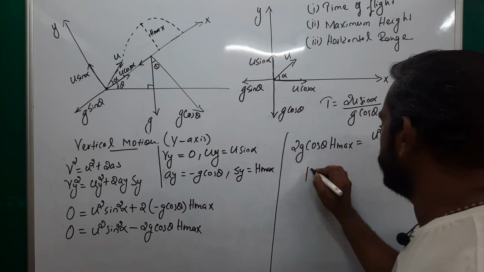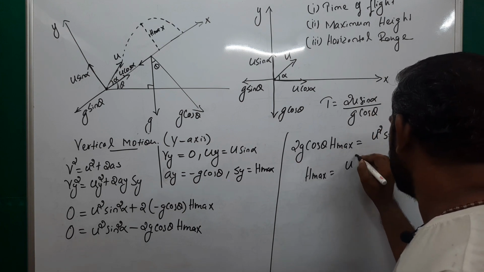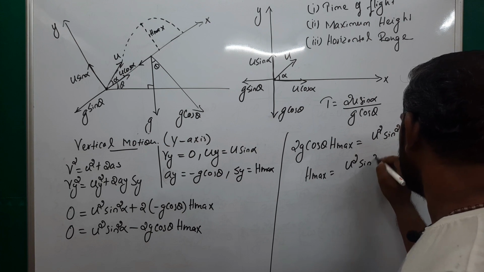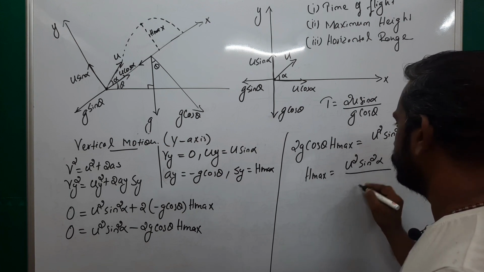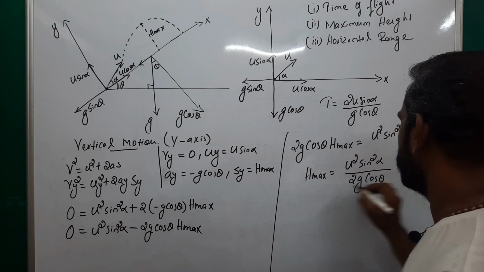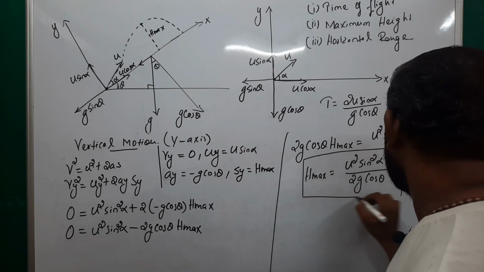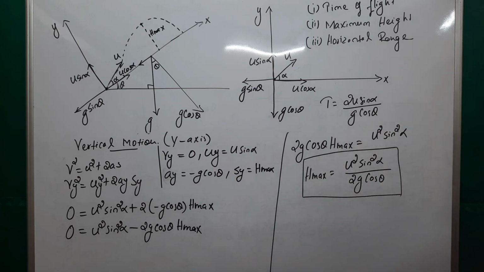So from this, h max is equal to u squared sin squared alpha divided by 2g cos theta. So this is the expression for the maximum height: u squared sin squared alpha divided by 2g cos theta.